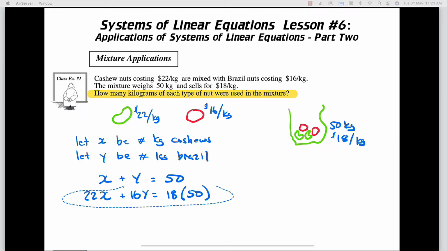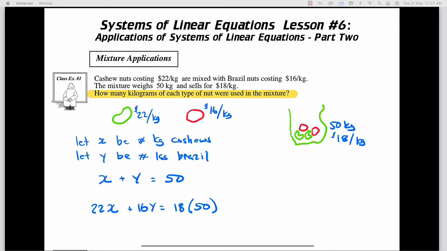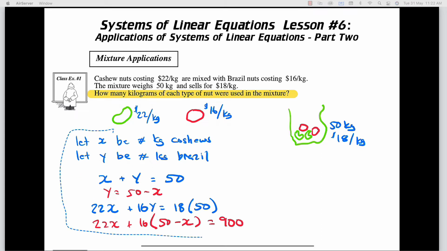Now what I'm going to do is just move this one down, and I'll rework the first one. So this will become y equals 50 minus x. I'm just reworking this one so that I can use the y to substitute. Now I'm going to go down to this bottom one, 22 times x plus 16 times y. Well, what is y? y is 50 minus x, and that equals 18 times 50, and 18 times 50 is 900. Just going to have to make this a little bit smaller here. Running out of room.